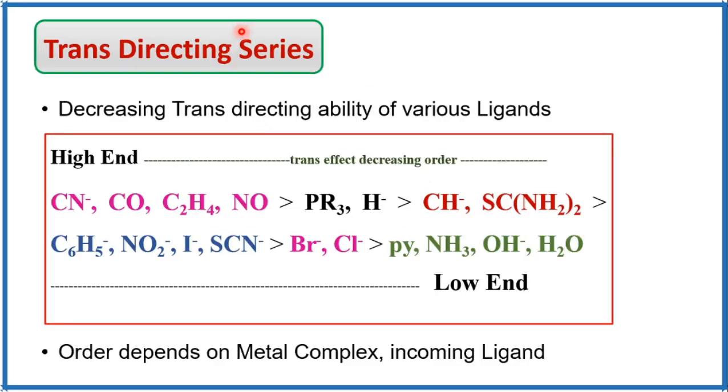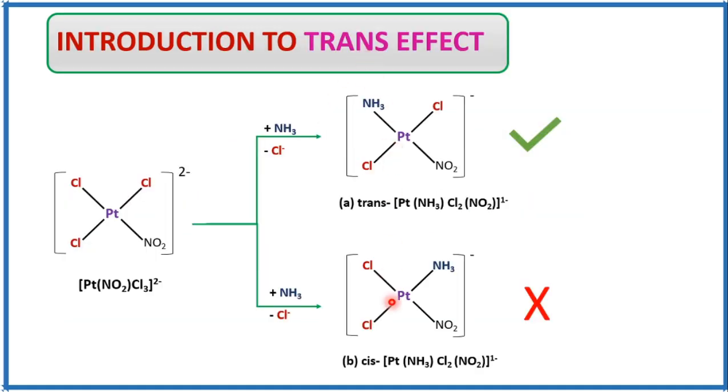Then we will go to the other concept called trans directing series. This trans directing series is nothing but an arrangement of ligands. We will take various ligands and arrange them according to their trans directing ability. Here in this case, we have seen that the chloro group which is present trans to this NO2 is replaced by the ammonia molecule.